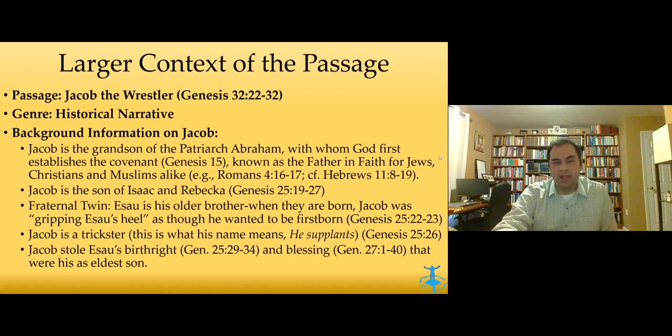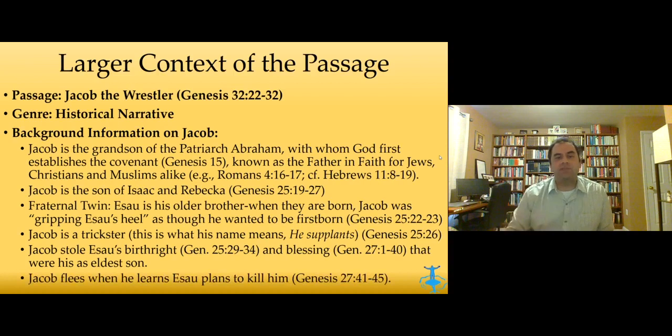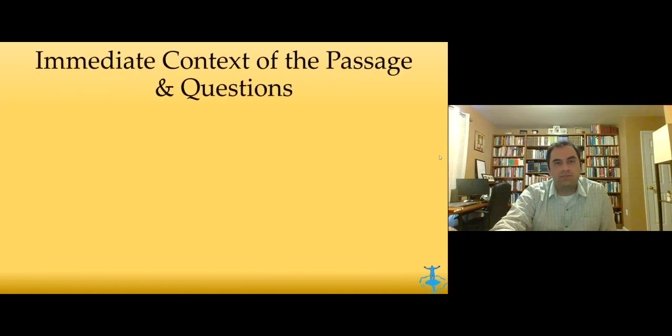And unsurprisingly, perhaps, Esau plans to kill him. And so at that point, Jacob decides to get out of Dodge. And that is sort of the larger context of the passage that we're dealing with.